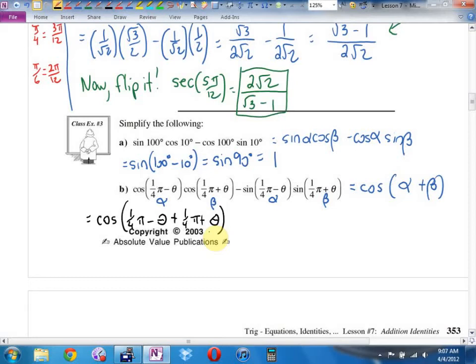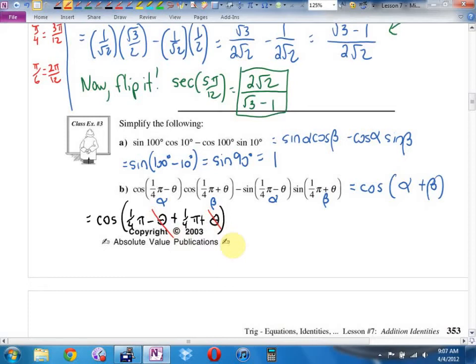Hey, do you notice anything there? Does that bracket simplify at all? There's something screaming out at me that I see. Are you really? Those go away because you have a plus theta minus theta. In fact, you have 1/4 pi plus 1/4 pi.